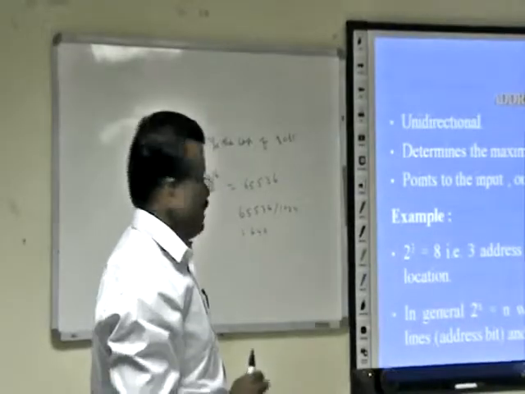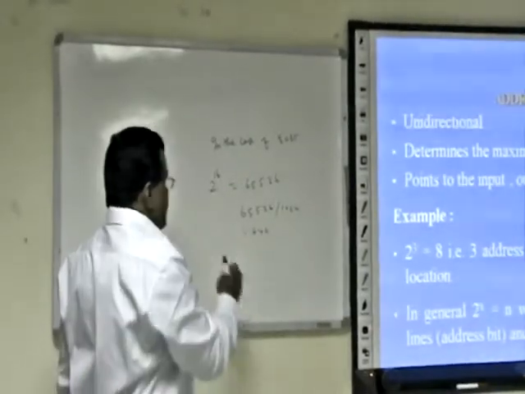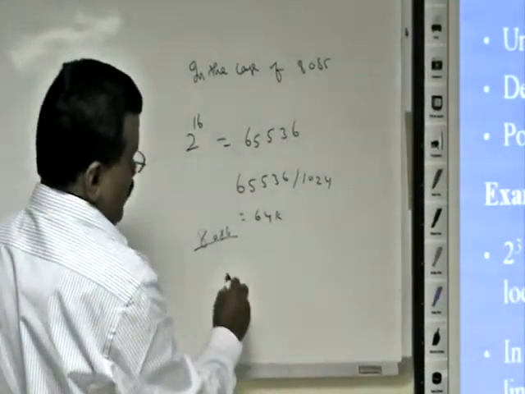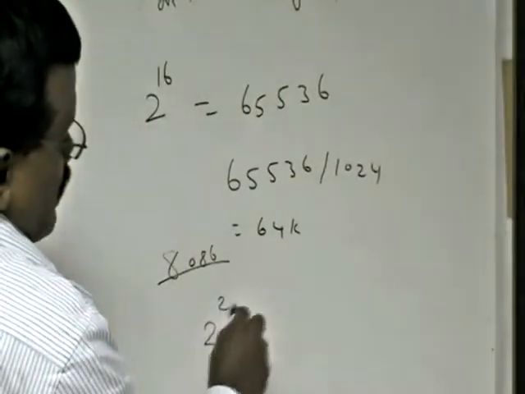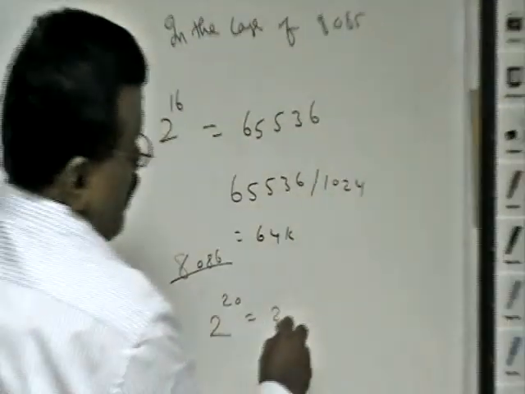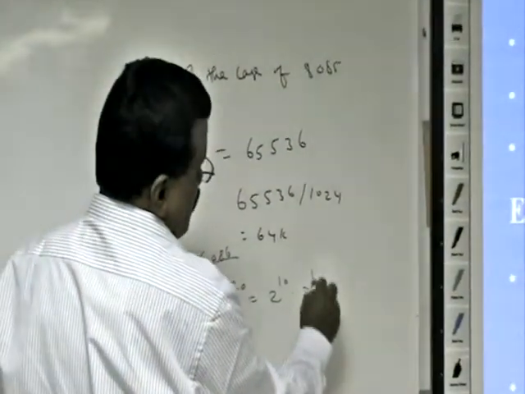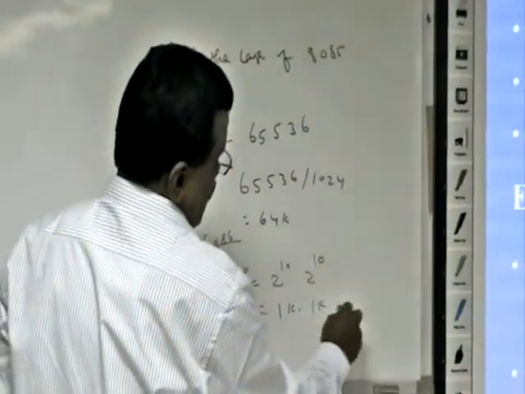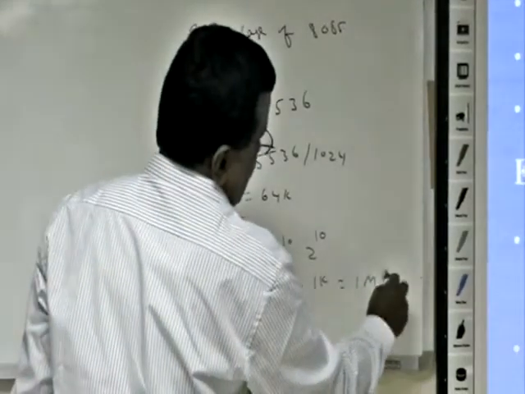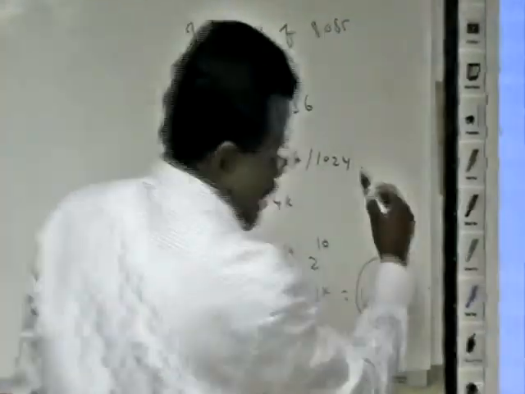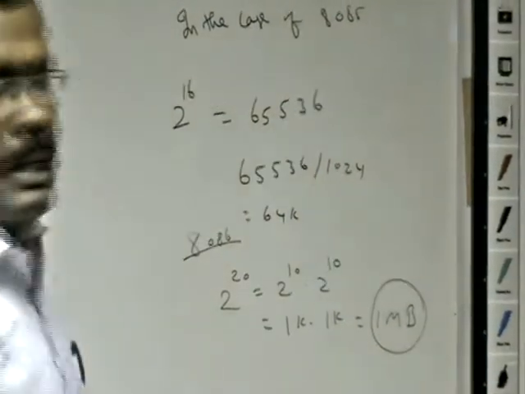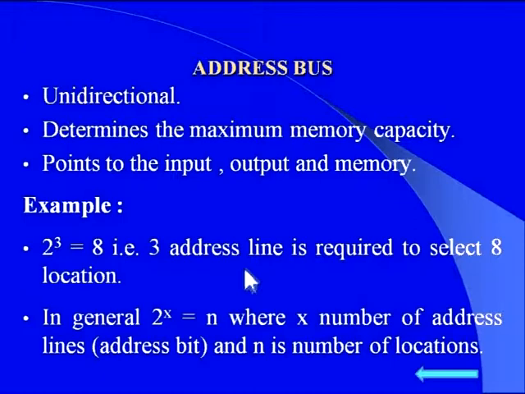This 64K is not sufficient. That is why people have gone for higher end processors like the 8086. In the case of the 8086, the number of address lines is 20. So the maximum possible addressable locations are 2 to the power of 20, which is equal to 2 to the power of 10 into 2 to the power of 10, which is equal to 1K into 1K, which is equal to 1 MB. Even this 1 MB is not sufficient. That is why people have gone for still higher end processors, and today we are with the Intel Dual Core processor.